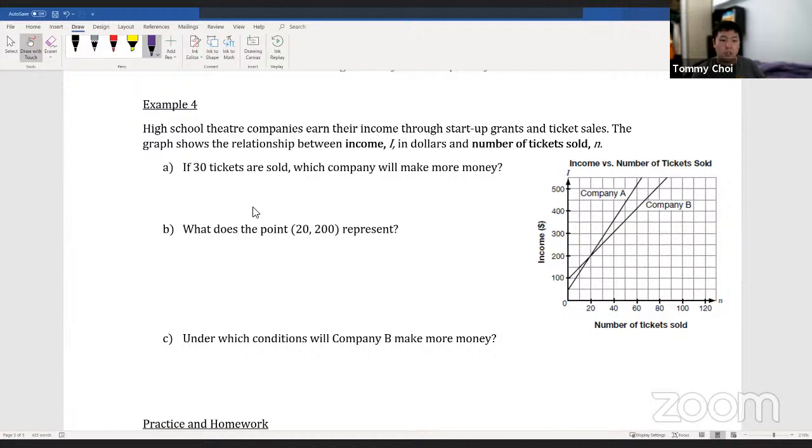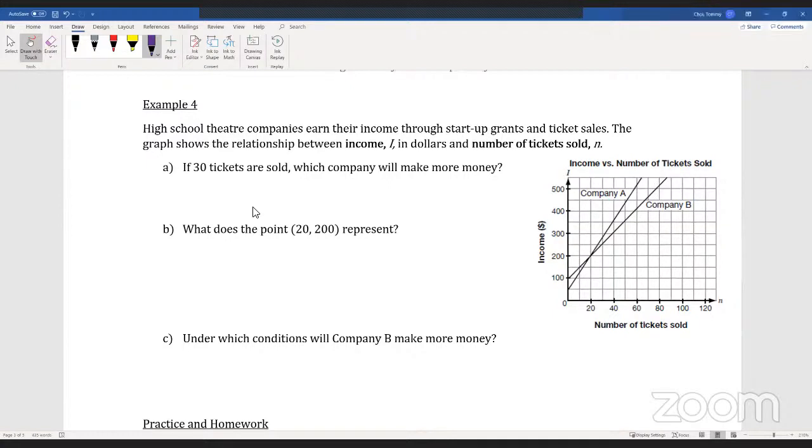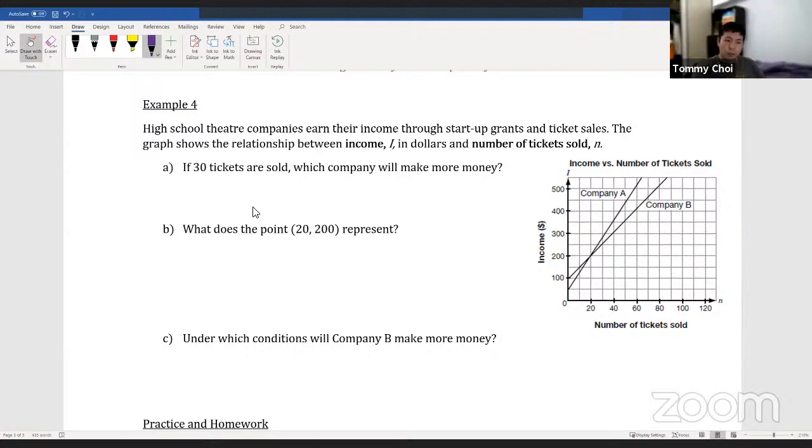Okay. Sina, can you tell me what the independent variable is and the dependent variable, please? All right, Sina's silent too. Milana, what is it? What's the dependent variable and what's the independent variable? Milana said the dependent variable is income, the independent variable is number of tickets sold.